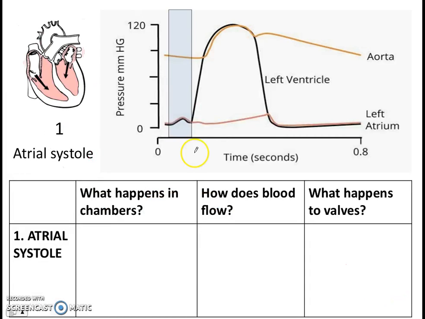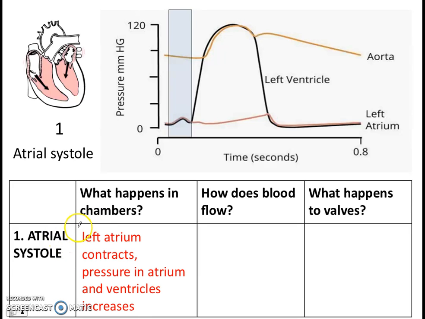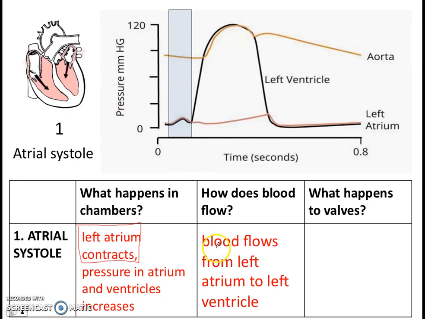Now let's start with the atrial systole, which is the blue region of the graph here. Before looking at the graph, let's just think about what we already know about atrial systole. So what happens in the chambers? Well, during atrial systole, the left atrium contracts. You can see that in the diagram here. How does blood flow? When the left atrium contracts, blood flows from the left atrium into the left ventricle.